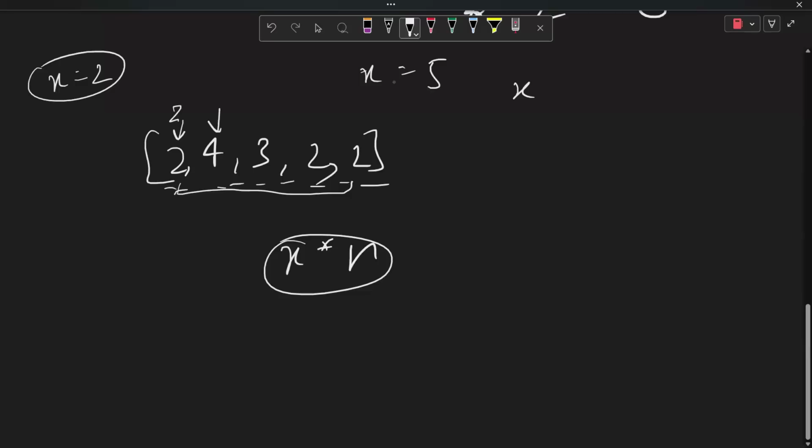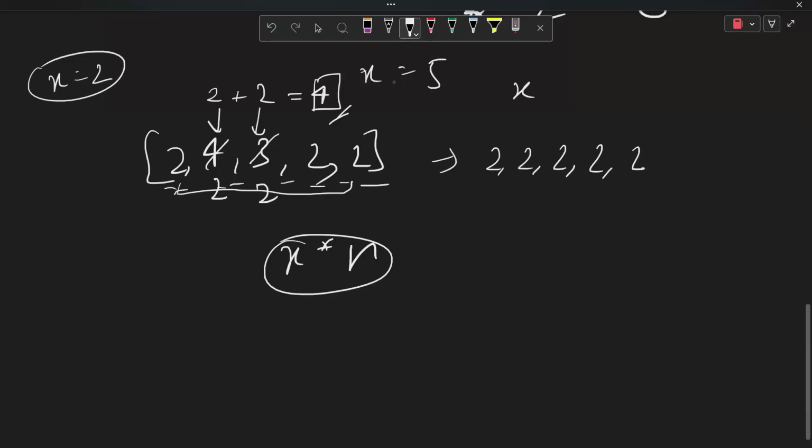So we apply the operation on this 4 and make it 2. It would cost x, and x is 2 here, so 2. Now make this 3 a 2, it would cost 2. Now these are already 2. So in total we had a cost of 2 plus 2 equal to 4. With a cost of 4, we were able to make all elements of this array equal. So this was one way.